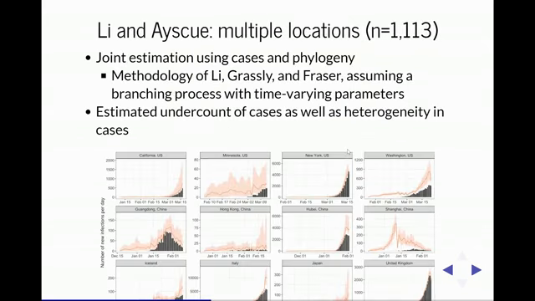Another study that's larger, applied to over 1,000 sequences, albeit taken from multiple locations, is a study led by Lucy Lee. And in her case, she did some joint estimation looking at both cases and the phylogeny using a branching process model with time-varying parameters. And because both sources of data were included, there was the ability to estimate the extent to which cases were undercounted, as well as heterogeneity in the cases.